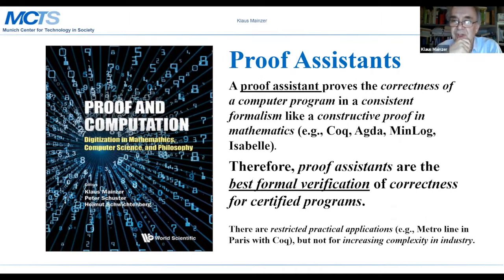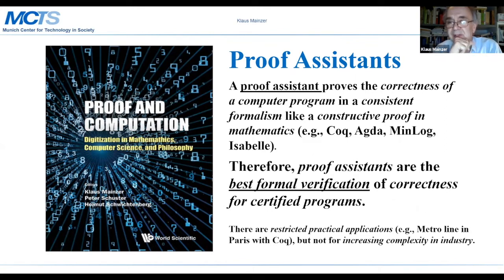This is the kind of research I'm also engaged in. On the left, there is a book which was published by a research group here in Munich 2 years ago, and we have just prepared a new volume which is going into print with the same publisher, World Scientific Singapore. But the disadvantage of this approach is that until now it can only be applied in restricted practical applications.